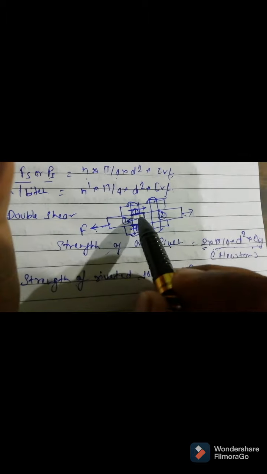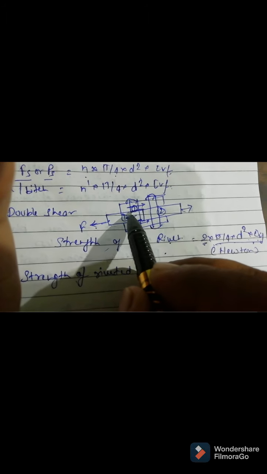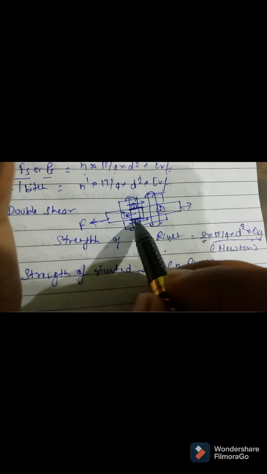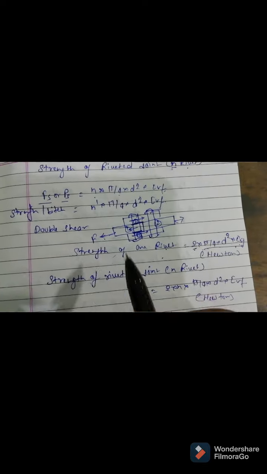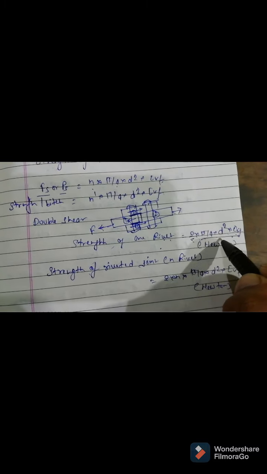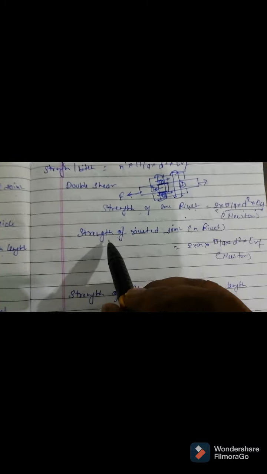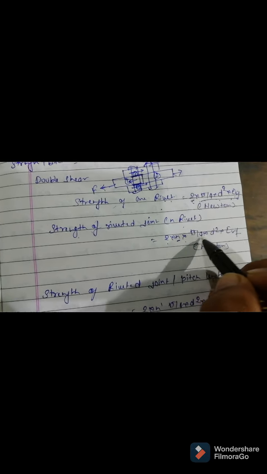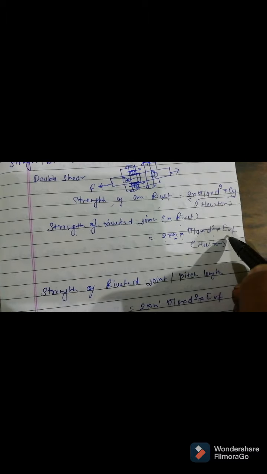Here shear will develop and here shear will develop, so it will take 2 times the shear. That is called double shear. So the strength of one rivet is 2 times the single shear. Now the strength of a riveted joint with n rivets is 2 into n into pi by 4 into d square into tau_f.